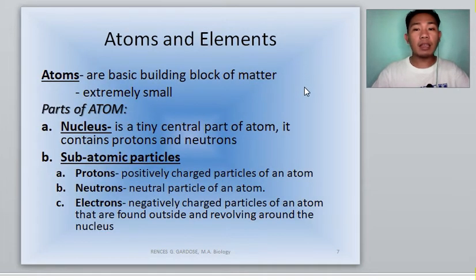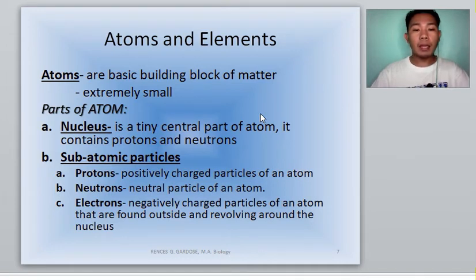Also, we have atoms and elements. Atoms are the basic building blocks of matter and they are extremely small. We have different parts of an atom. Number 1, we have the nucleus. The nucleus is the tiny central part of the atom and it contains the protons and the neutrons.